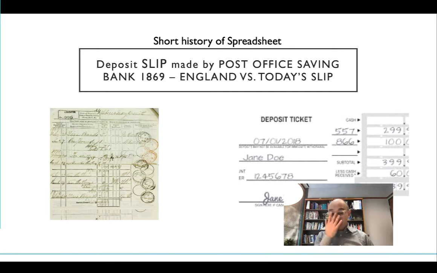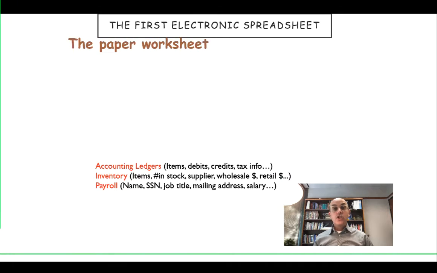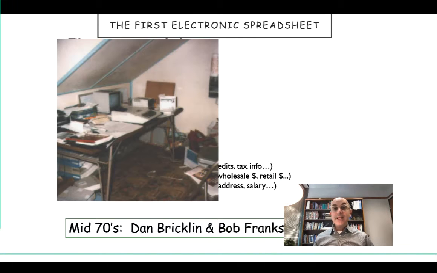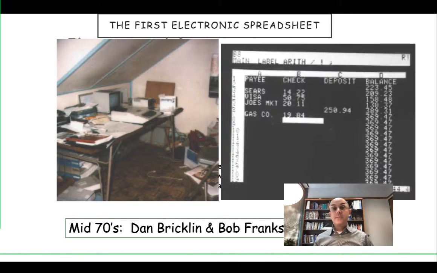Nowadays, before the phone, we had a deposit ticket, and so we used to write it on paper and submit it to the machine in order for it to do that. Nowadays we use the phone in order to deposit our checks. So there is a lot of work about the first spreadsheet, and it was in the mid 1970s.